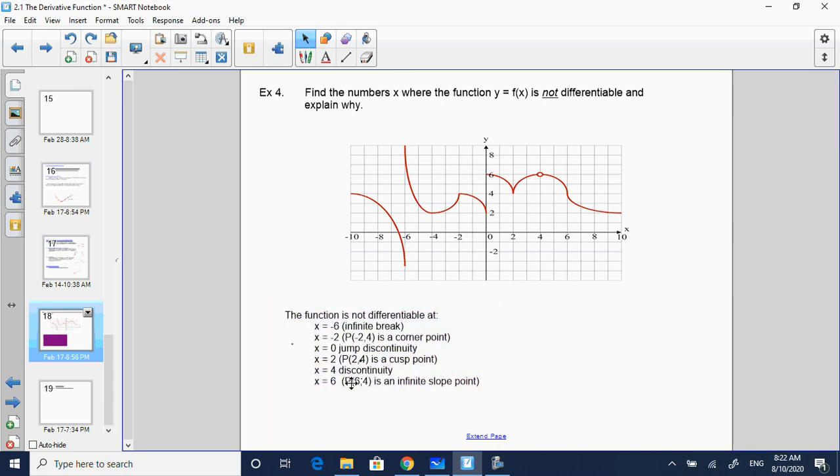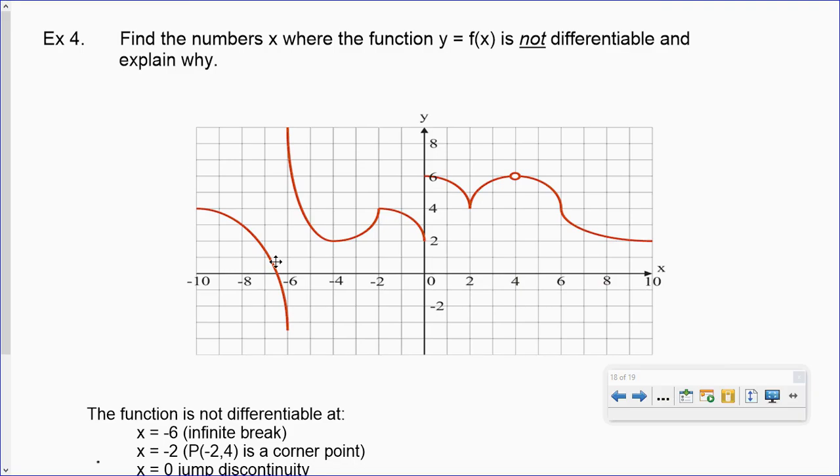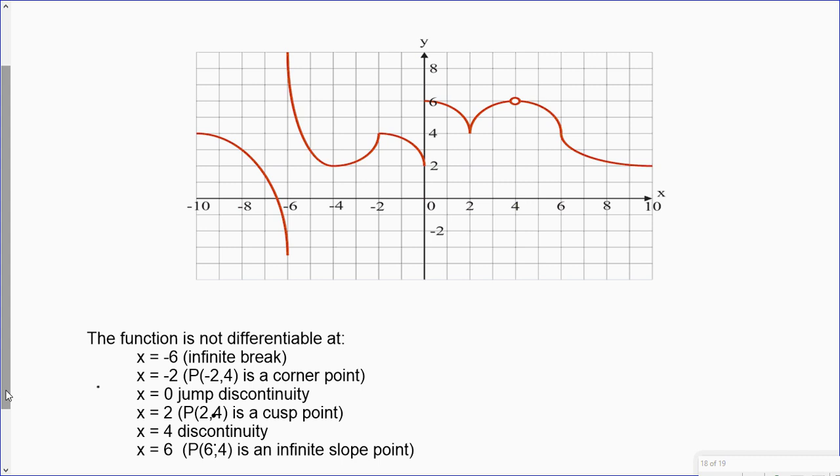Okay, so here are my answers to this one, and the reasons why here. So at the point -6, there's an infinite break. So here's my slope, and here's my slope. At -6, there's a negative slope, and then it jumps over my -6 discontinuity point, and then my slope of my tangent line goes there. At 2, this is a corner point. Here's the slope, and then the slope over here.